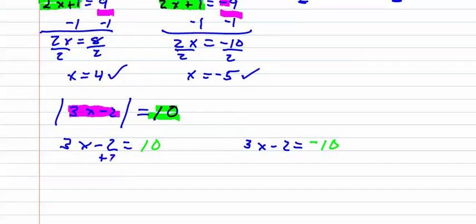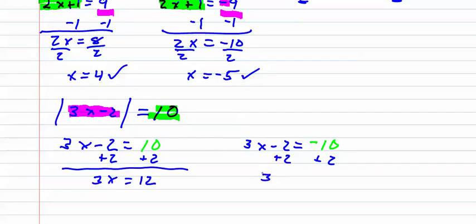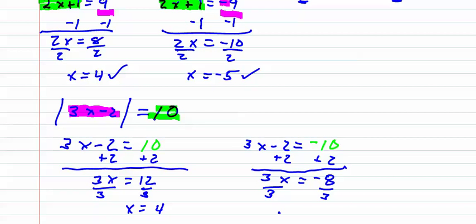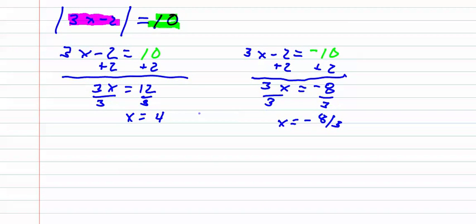Plus 2, plus 2. And I could do it simultaneously. Plus 2, plus 2. 3x equals 12. Over here, 3x equals negative 8. And then I divide by 3. X equals 4. And here I divide by 3. And I get x equals negative 8/3. Again, two solutions, and they're both good numbers.